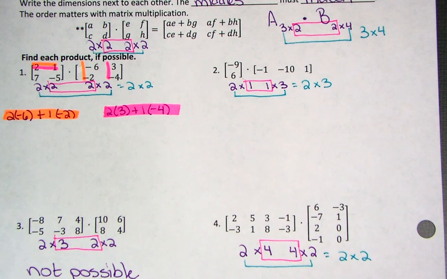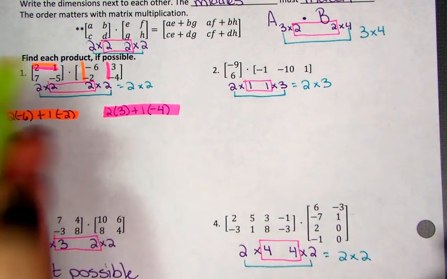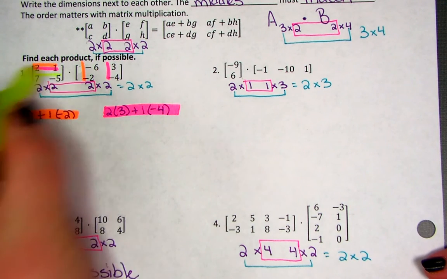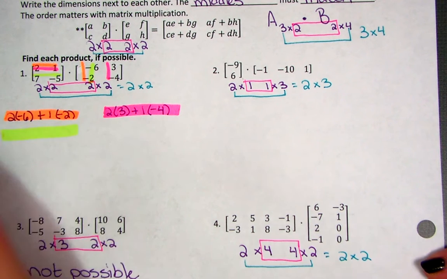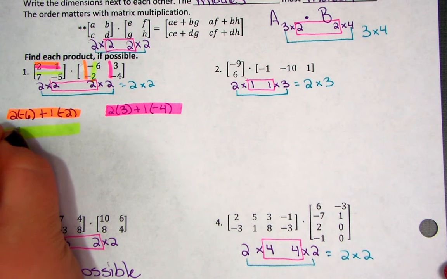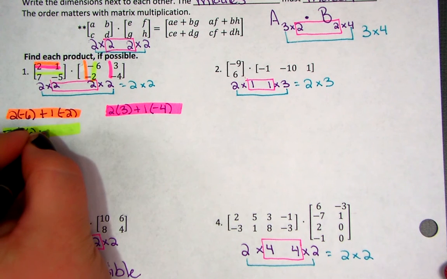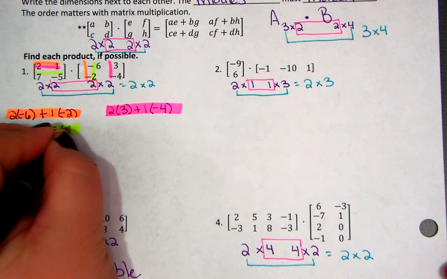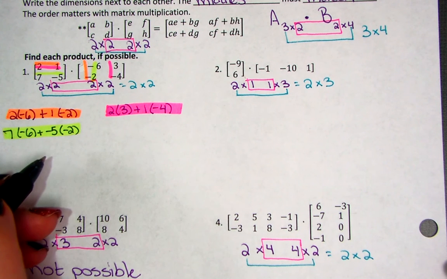Next, we will move down to the next row because we've now exhausted this first row to all of the columns. So the next row will be the second row times the first column again. And it will go in the second row, first column. So 7 times negative 6, that would be the first element in each, plus negative 5 times negative 2. And yes, if you wanted to just go ahead and write this as a minus 5, that's fine with me.